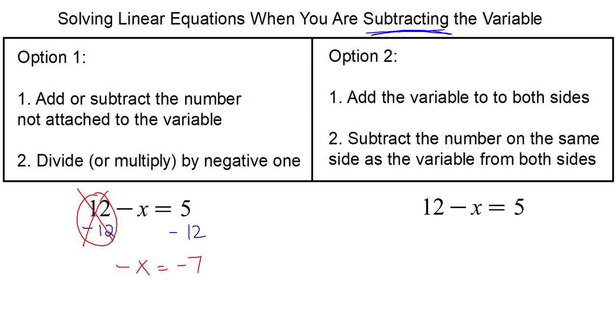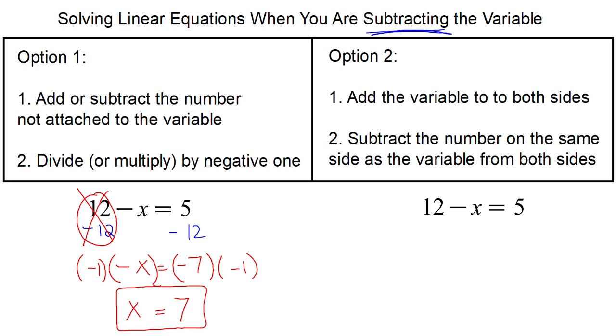And from here, we're just going to multiply or divide both sides by negative 1 to cancel out the negative side. It doesn't really matter if you do multiplication or division. I'll write multiplication here. If I multiply by negative 1, a negative 1 times a negative x should be a positive x. And negative 7 times negative 1 should give you positive 7. We end up with x equals 7, which makes sense because if I plug x equals 7 back into my original, I'd have 12 minus 7 equals 5. Well, that's true. 12 minus 7 does equal 5.